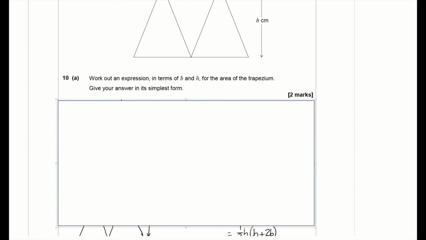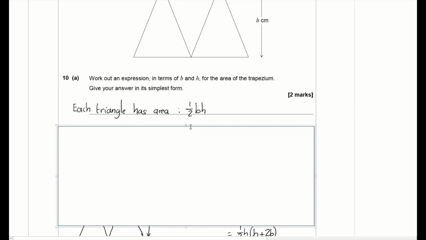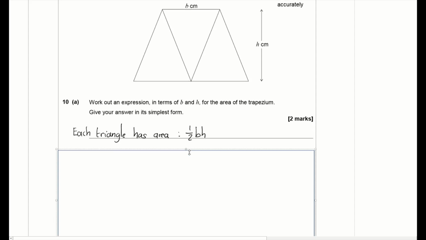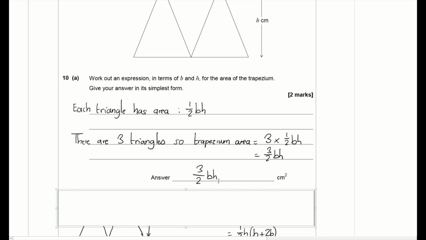So if we go ahead and use the area of a triangle to begin with, we can say that each triangle has area a half base times height, which will just be a half bh here. All we have to do then is multiply it by 3. So 3 triangles is 3 times a half bh, which will be 3 over 2 bh, which would give you the formula there, or what we should correctly say, the expression for the area of this actual trapezium.